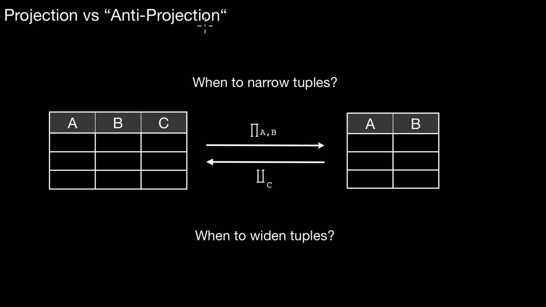Anti-projection is doing the inverse operation. So if we take this schema and we want to append another attribute that doesn't exist yet here, then we could do something like this and we end up with the original schema. So in the projection, the question is when to narrow the tuples. In anti-projection, the question is when to widen tuples.